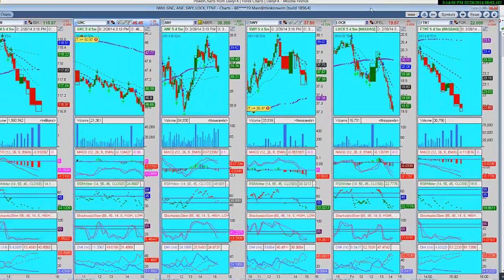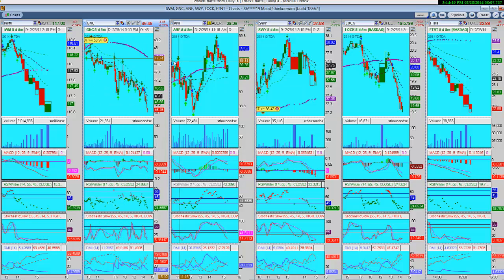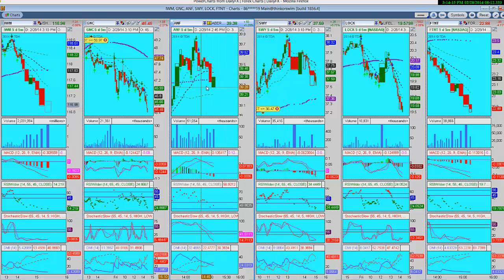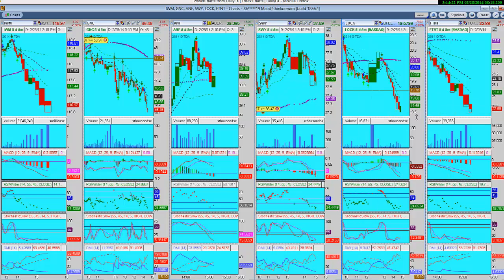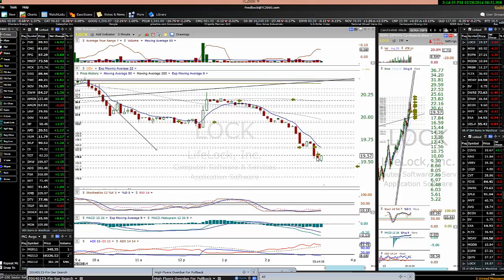If we go ahead and take a look at our charts on all of our holdings, notice GNC's going down, Abercrombie and Fitch is trying to pull back, Safeway's come back down a little bit, LifeLock continued lower, 1950, and Fortinet also. We'll go back to our other chart, and you can see that LifeLock keeps hitting lower and lower Fibonacci clusters and support levels.